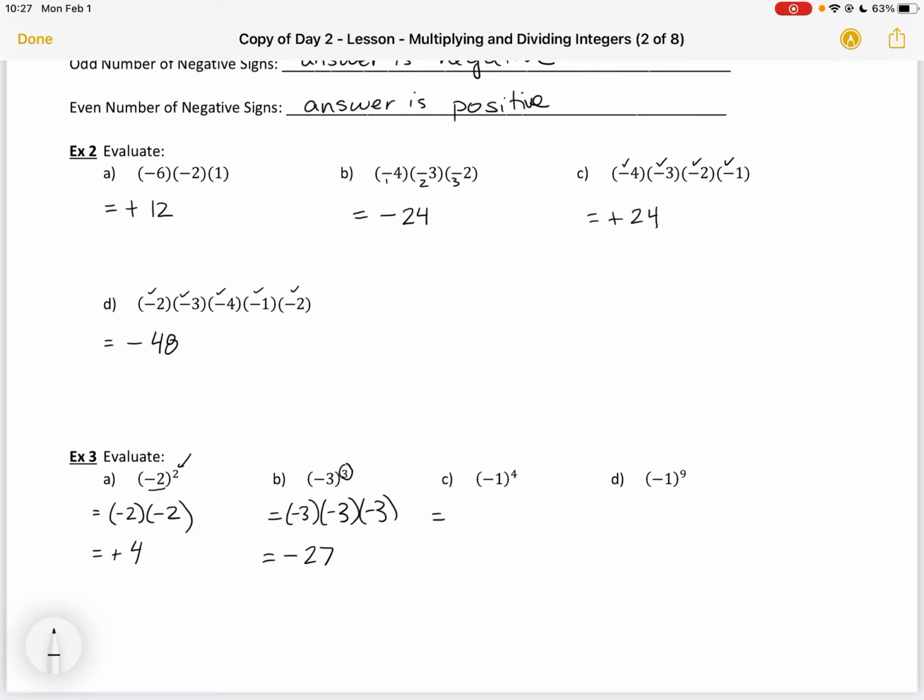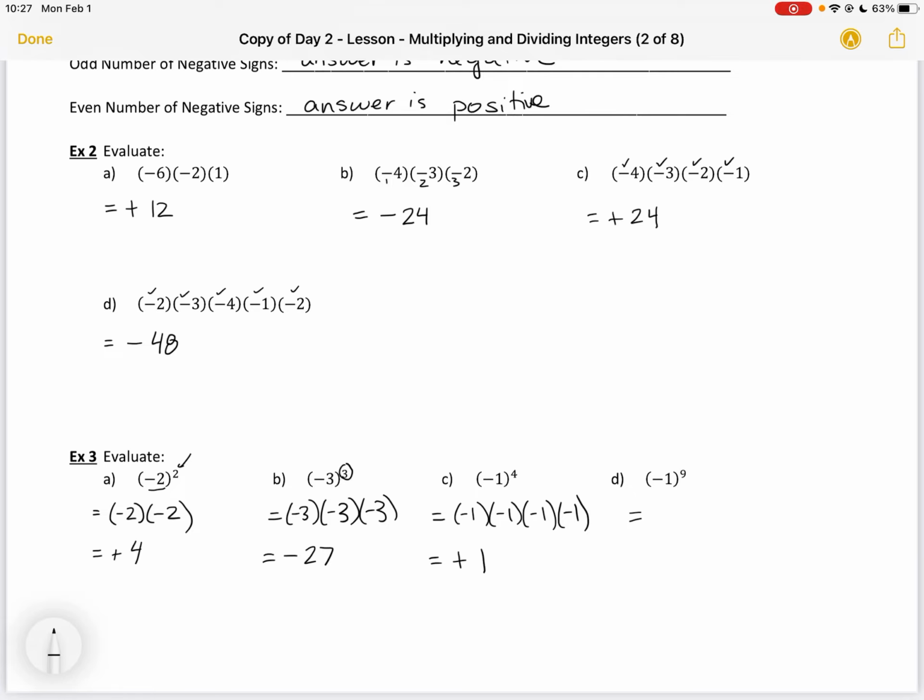Example C, I've got minus 1 to the exponent 4. That means that I have 4 minus 1's or negative 1's all multiplied together. An even number of negative signs, so my answer is positive. And 1 times 1 times 1 times 1 is just 1.